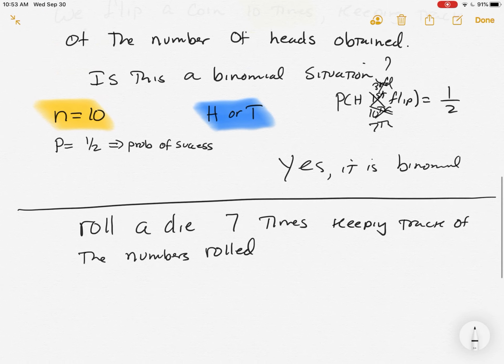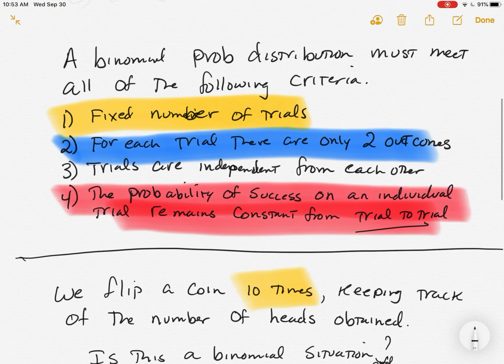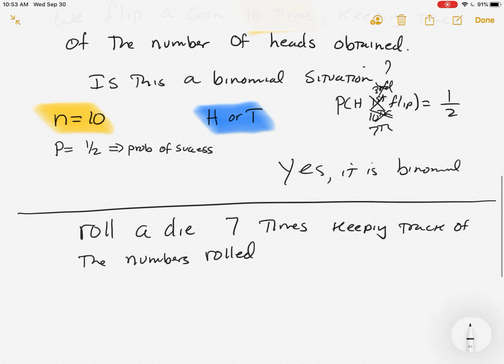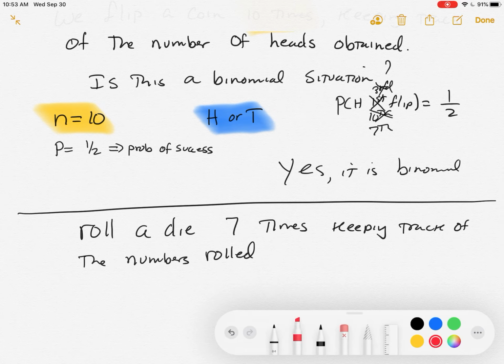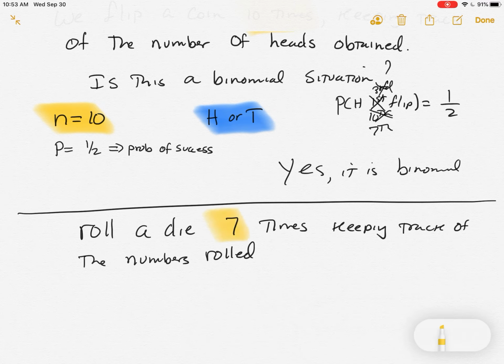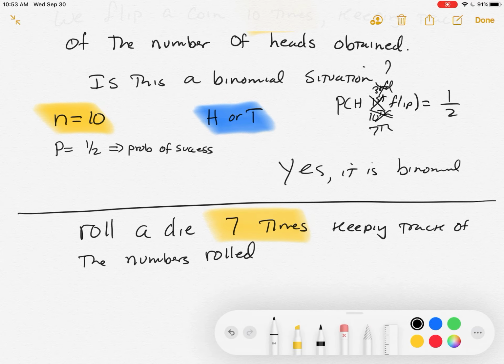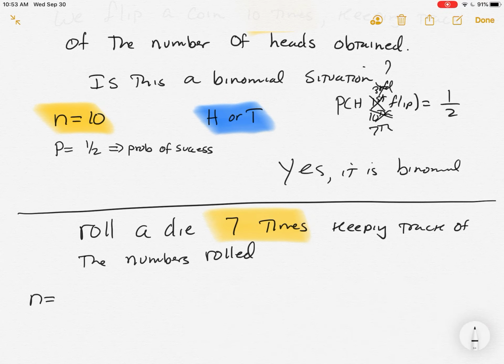Remember what the yellow one was, fixed number of trials. Do we have a fixed number of trials? And the answer is yes. I have 7 trials. I am going to continue to take the time to tell you that the number of trials is represented by the letter n. So n is equal to 7. Now why am I stressing that? Because you're going to put these numbers into a binomial probability formula, and I want you to understand what those variables stand for.